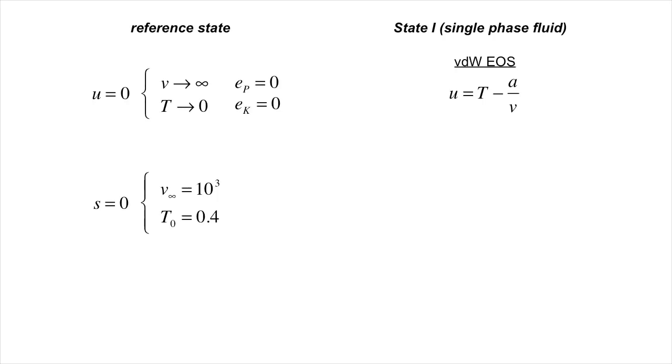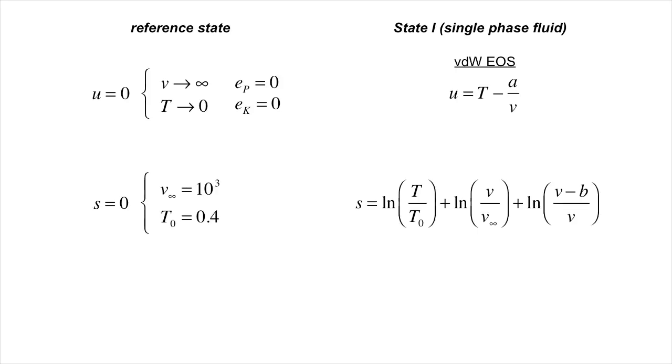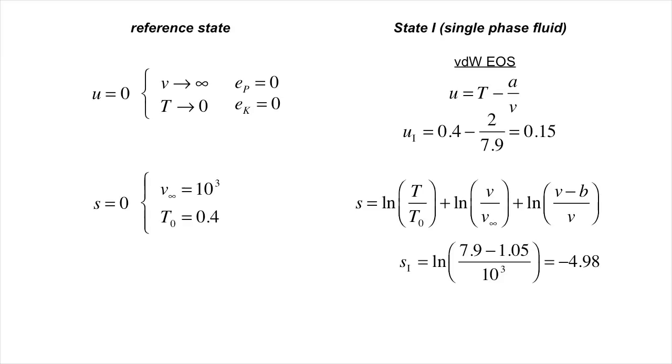For the entropy, we need to calculate the entropy departure for the van der Waals equation. You'll learn exactly how to do this in Chemie 326. But for now, let's just use the result, which is that the entropy departure scales as the log of the free volume, V minus B, divided by V. Meanwhile, Cv equals 1 and R equals 1 in the dimensionless units of the 2D simulation. Plugging in numbers for T equals 0.4 and V equals 7.9, we get values of 0.15 and minus 4.98, respectively, for the internal energy and entropy of the fluid in state 1.